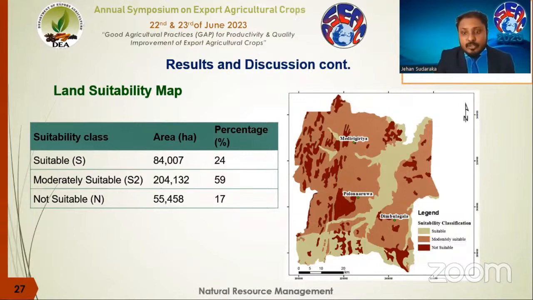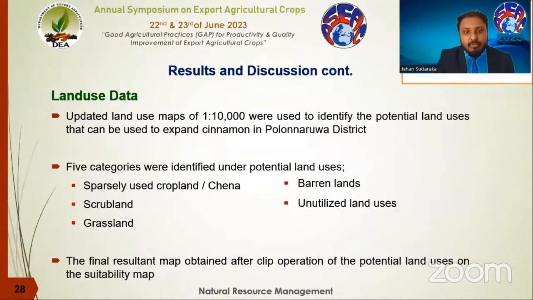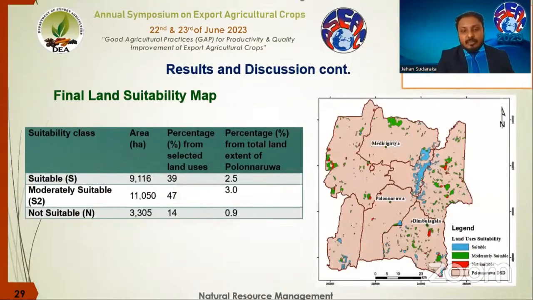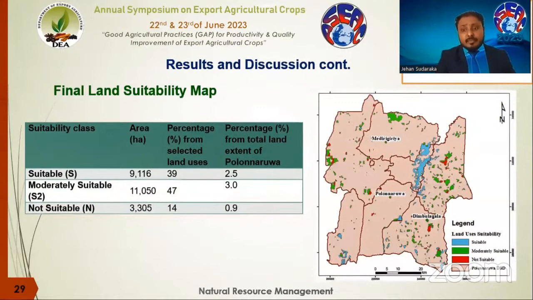So I considered the land use data. 1 to 10,000 land use data was used to identify the potential land uses. The potential land uses, chena, scrubland, grassland, barren land, and underutilized lands were identified. And these land uses were extracted and overlaid on top of the derived land suitability model to get the final resulting land suitability map. The final map shows that 9,116 hectares fell within the suitable category and 11,050 hectares are available in the moderately suitable category.